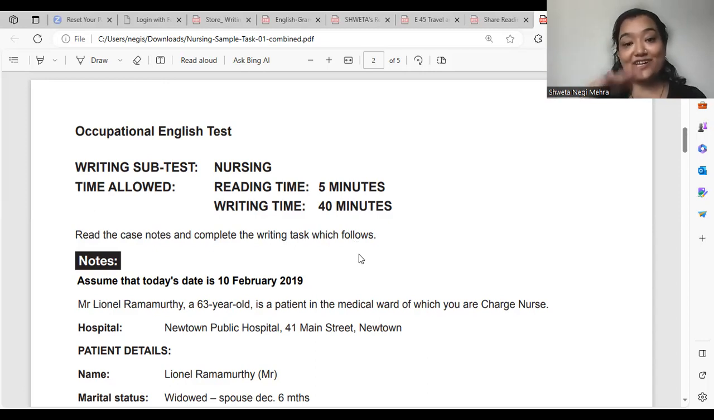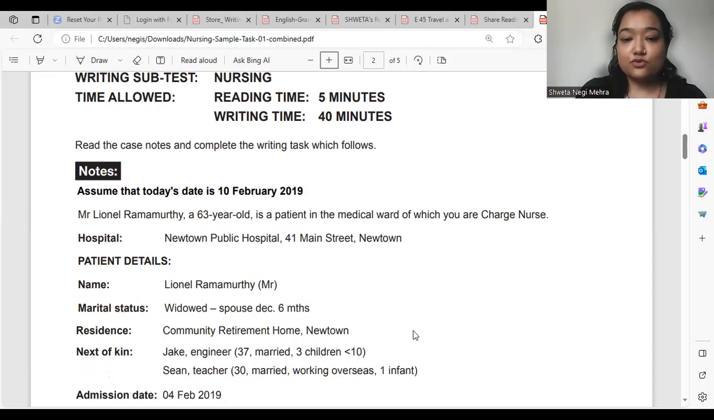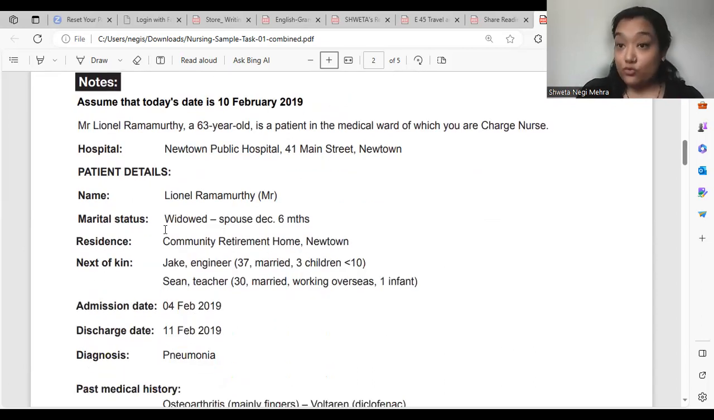You have to read the case notes and complete the writing task which follows. When the case notes end, below that you will be given the question. Okay, that's your task. So these are the case notes. Assume that today's date is 10 February 2019, so you are writing the letter on this date. You are a nurse, you have to write the letter. This is the top of the letter, we will cover the structure of the letter later.